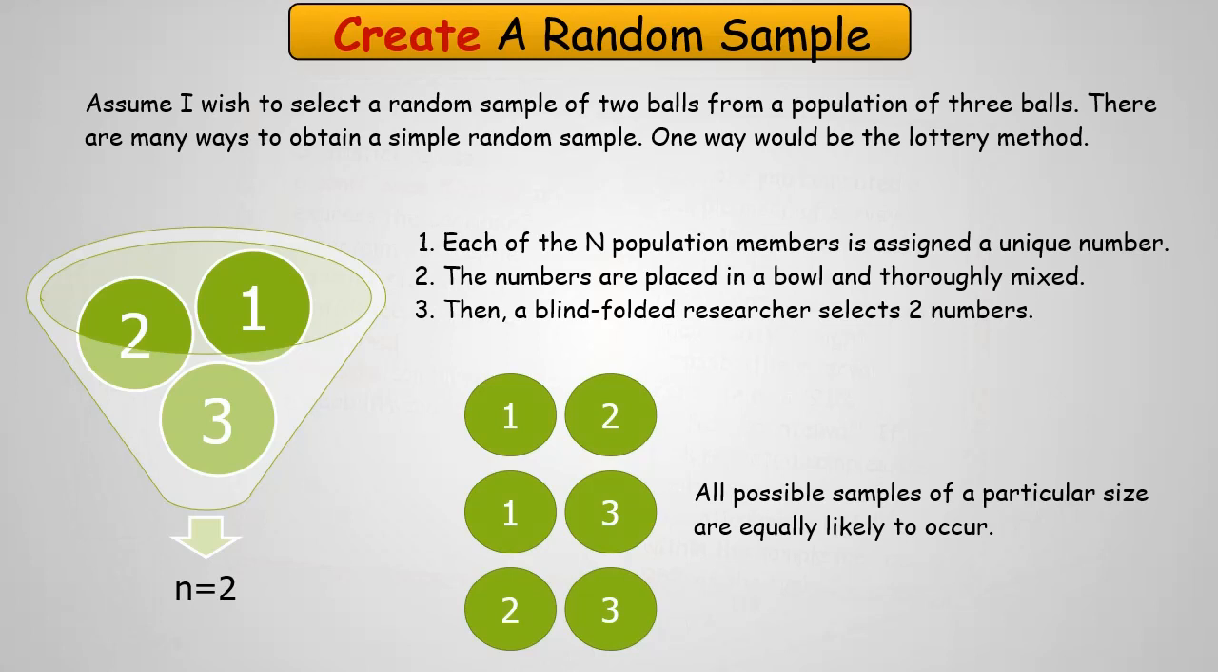Let's assume that I want to create a random set of 2 balls from a population of 3 balls. I could, of course, do this many different ways to obtain a random sample. But in this case, let's say I've got a funnel here, and I'm going to pull the first 2 balls out. Each of the n population members is assigned a unique number. The numbers are placed in a bowl and thoroughly mixed. Then a blindfolded researcher reaches in and selects 2 numbers. All possible samples of a particular size are equally likely to occur. So you could get 1, 2, or 1, 3, or 2, 3. Those are the only choices, and each one of them is just as likely to occur as the other.